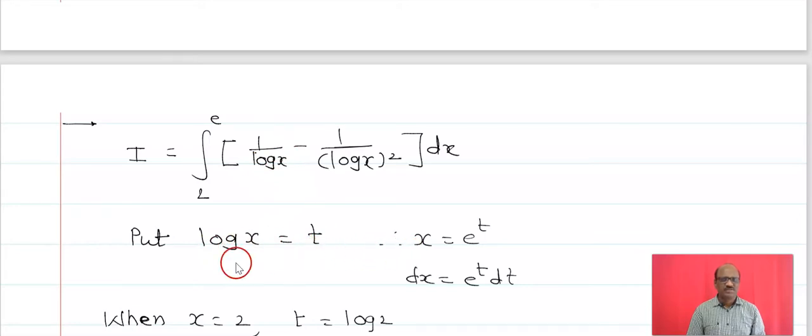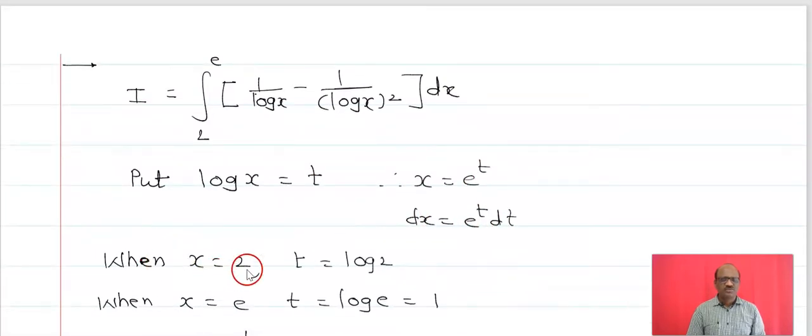Then what is the value of x? x equals e raised to t. हा लॉगरिथमिक फंक्शन आहे, त्याचं कन्वर्जन कशामध्ये झालंय? तर एक्सपोनेन्शियल मध्ये झालंय. Therefore x equals e raised to t. तर dx equals e raised to t into dt when x equals 2. Okay, now we will change the limit. Limit आपण यामध्ये बदल करणार आहोत.